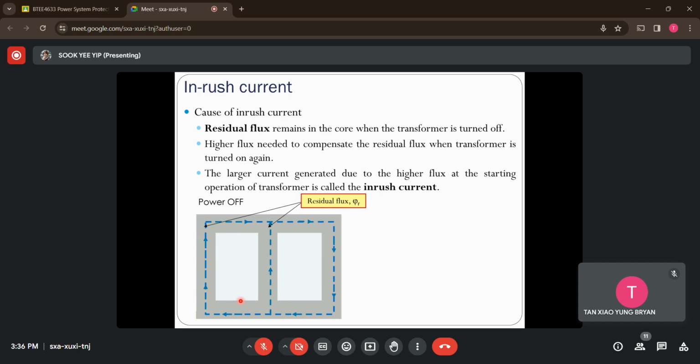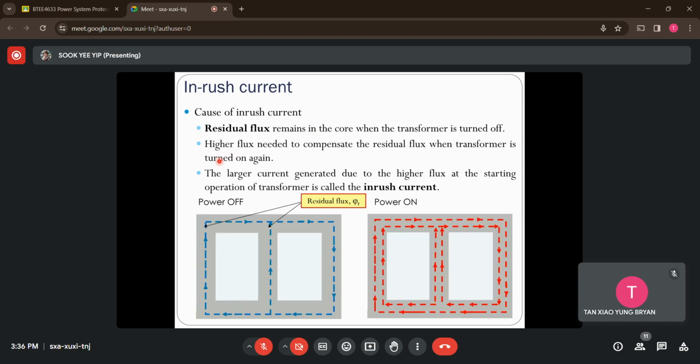So what happens if we want to turn on the transformer again? Due to this residual flux, the generated flux, which is the main flux here, should be higher so that it can compensate for the residual flux. So in turn, it will cause the current to be higher as well. High flux, high current there, and this current here we call the inrush current. So you can see, because of this residual flux within the transformer core, whenever we turn on the transformer again, it will cause the generated flux to be higher, and hence we have the inrush current.